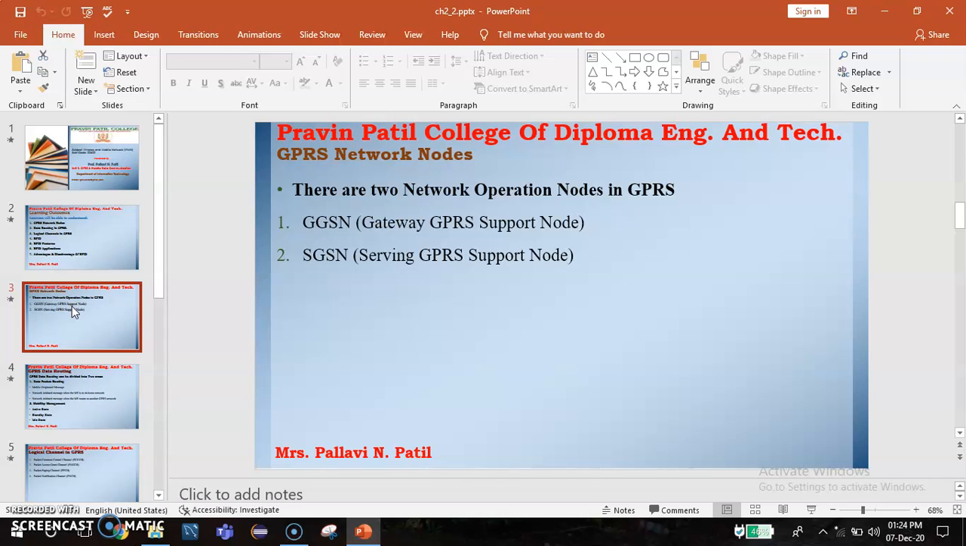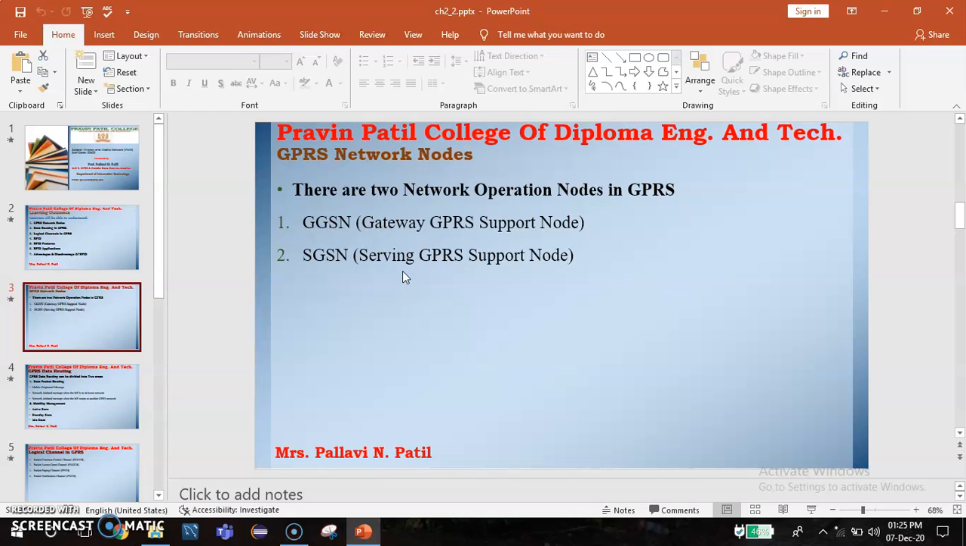The next is SGSN. SGSN is the Serving GPRS Support Node. The second is the SGSN that serves the need of the mobile user. When a user is GPRS attached, the SGSN establishes a mobility management context containing the information on routing, security and mobility, such as identifying where the MS is residing.